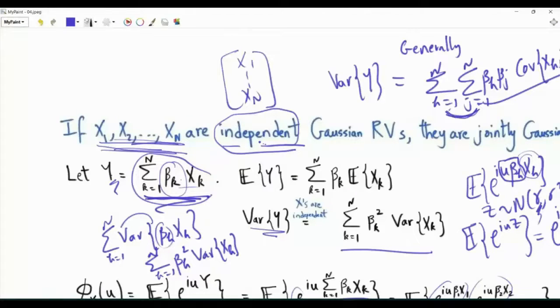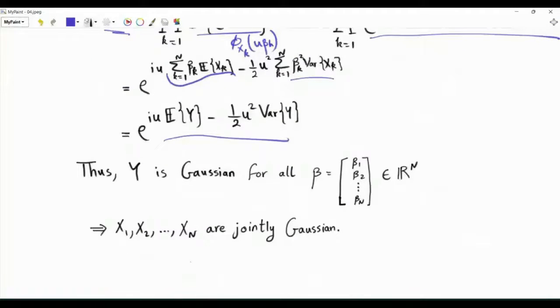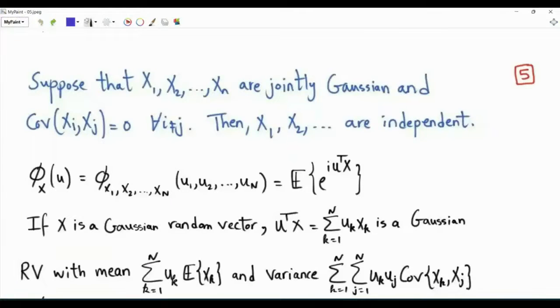So if we have Gaussian random variables, moreover, we know they are independent, then they are jointly Gaussian, and any linear combination of them will yield a random variable that is Gaussian. Now we have jointly Gaussian random variables x1, x2, all the way to xn. And suppose that we know that those random variables are pairwise uncorrelated.